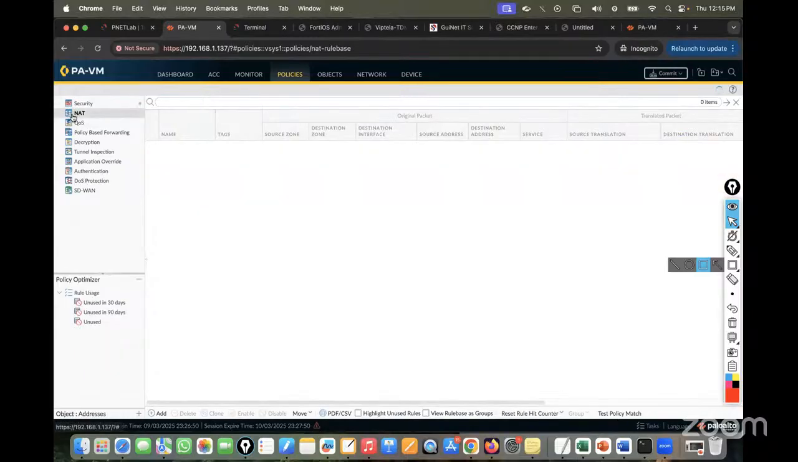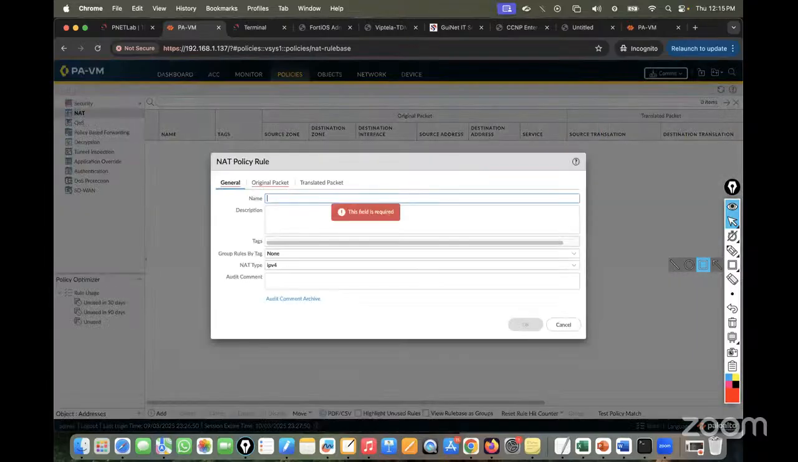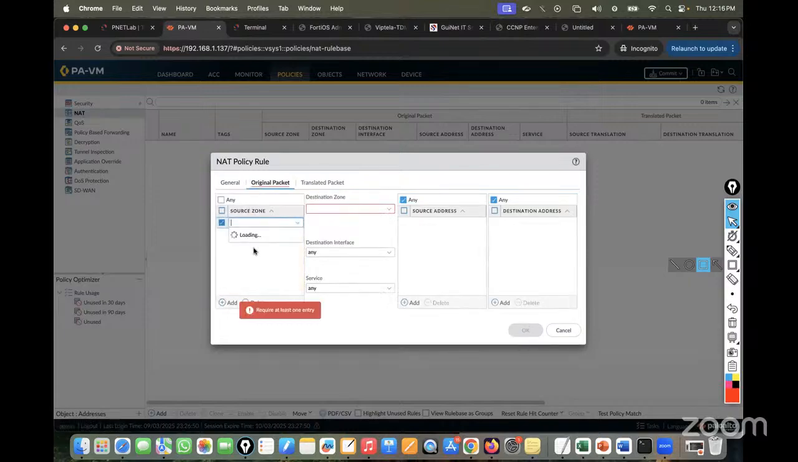Now I have to do the NAT also if I want to go on the internet. Without NAT, it is not going to work. We'll discuss in deep detail what is NAT and what is security policy. So I'll do source NAT here. Source is going to come from my trust, destination is going to my untrust. Destination interface is this one.